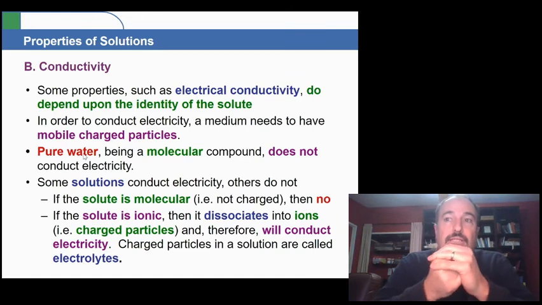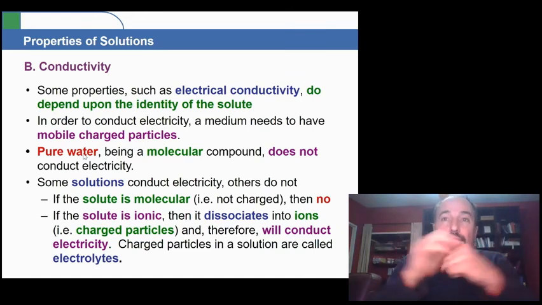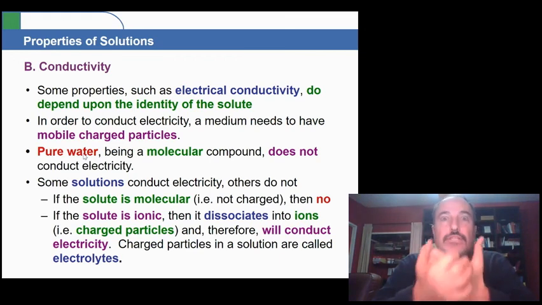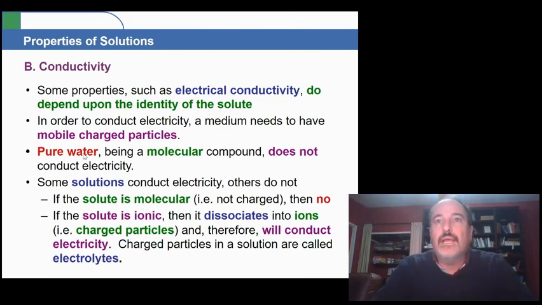Charged particles in a solution are called electrolytes. But if the solute is molecular, like sugar, then it is not charged, so no, it will not conduct electricity. So conductivity is not a colligative property because it does depend upon the identity, not just the number of particles.